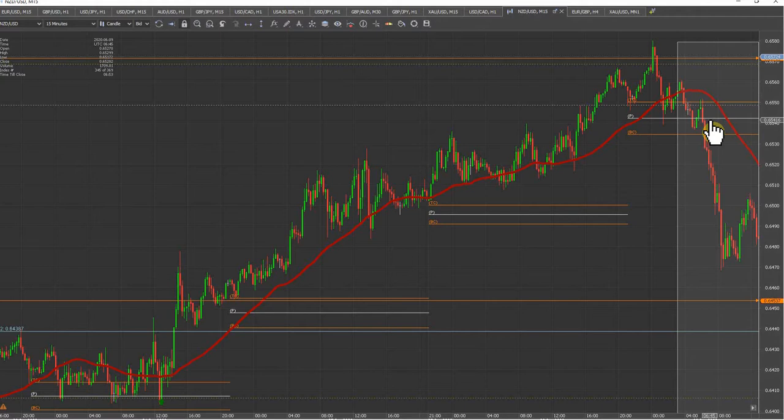Okay, so that's one tip on how to enter the market if you missed a key level entry or you missed a channel line entry. A good technique is to use moving averages and the pivot points.